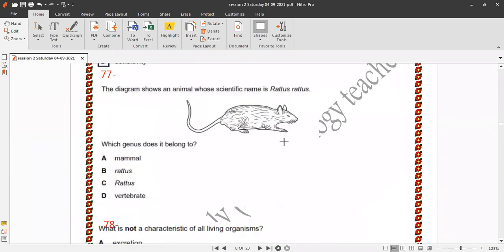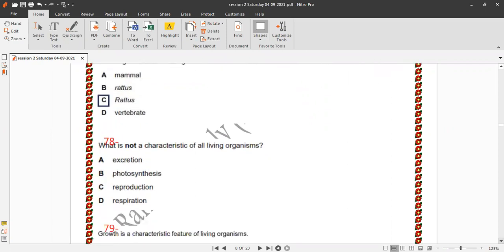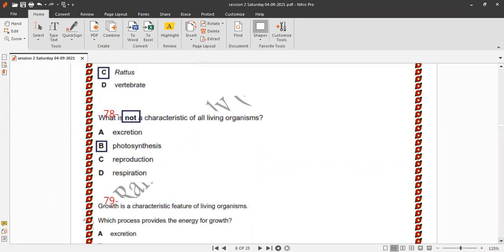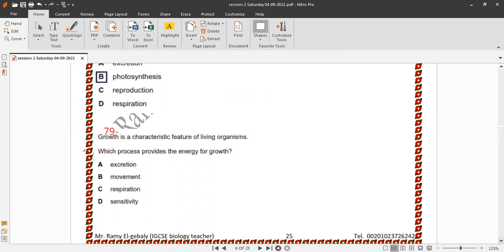And this diagram shows an animal with its scientific name. Which is the genus here? It is the genus. Okay. And here, what is not a characteristic of all living organisms? Photosynthesis is specific to plants and algae. Growth is a characteristic feature of living organisms.